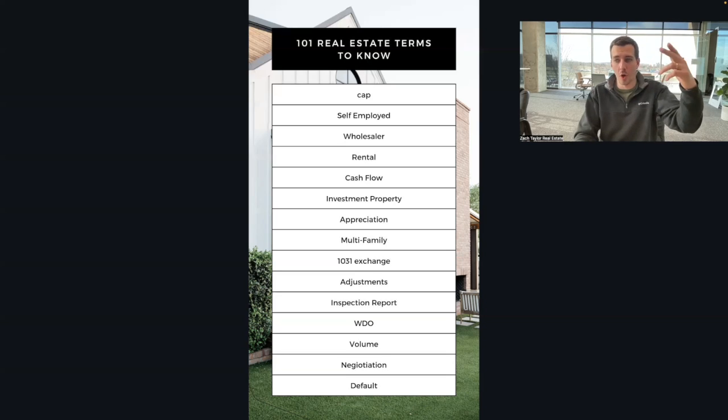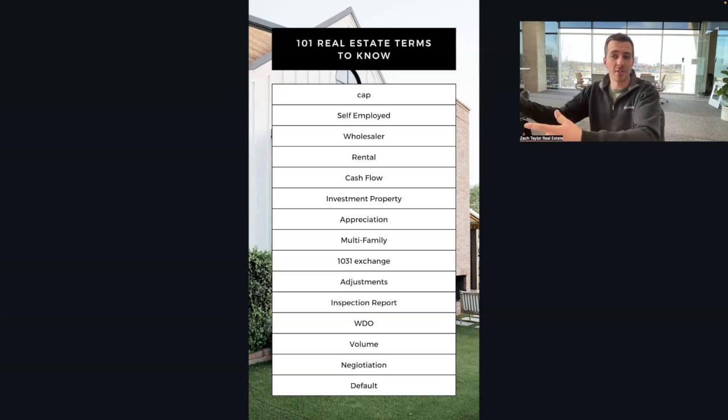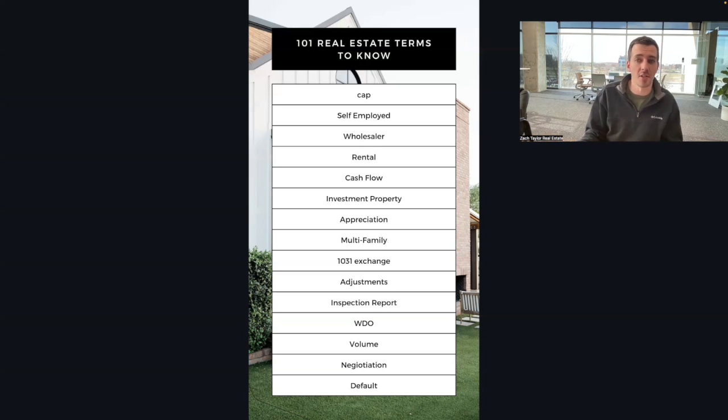Cash flow. So remember back to gross minus net. So that's going into a rental property: if I bring in $2,000 a month, I have $1,500 in expenses, maybe between the mortgage, set aside for vacancy, CapEx, all those different things, and you have $500 left. That's your cash flow every single month.